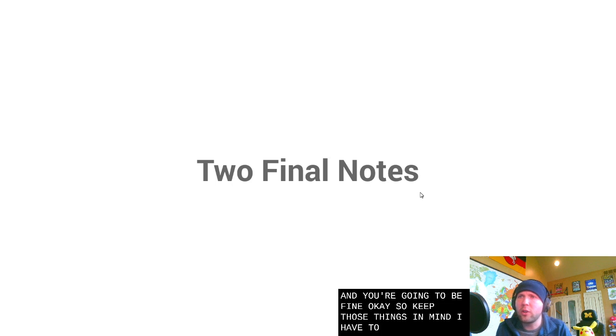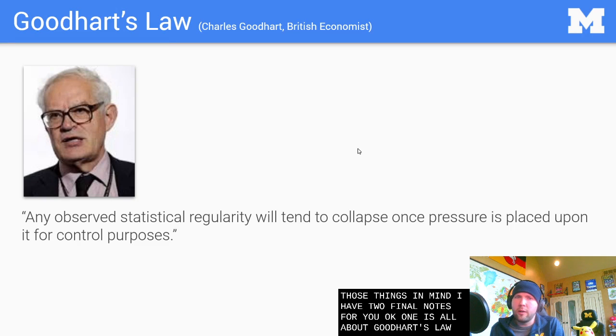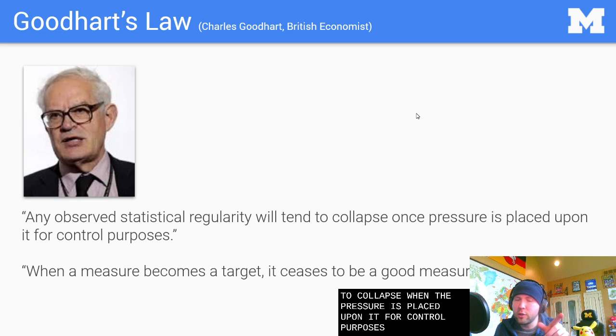I have 2 final notes for you, okay? One is all about Goodhart's law. Has anyone heard of it? Goodhart's law, stated formally, is that any observed statistical regularity will tend to collapse once pressure is placed upon it for control purposes. That's complicated. Here's one that's less so. When a measure becomes a target, it ceases to be a good measure. That is Goodhart's law, okay?